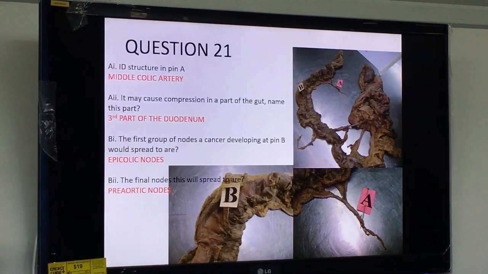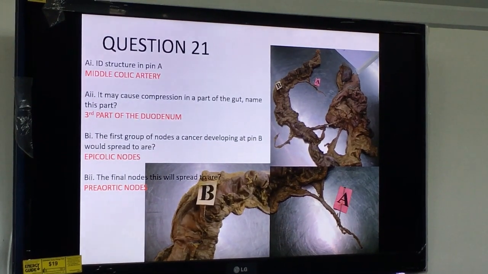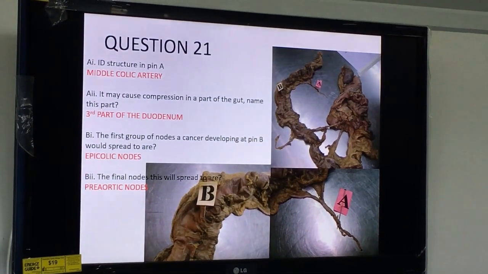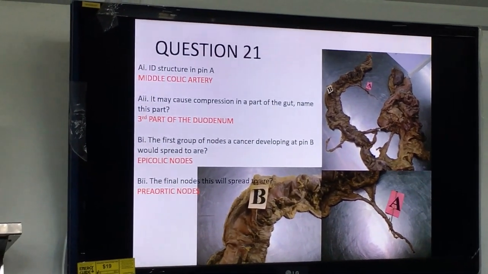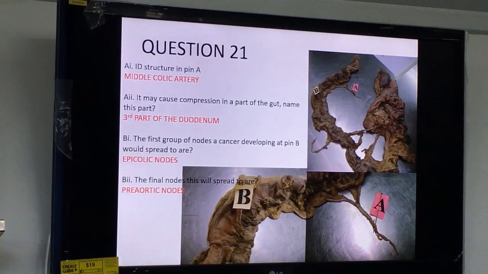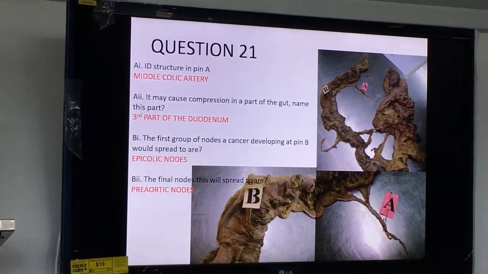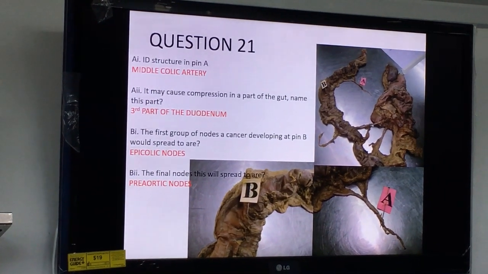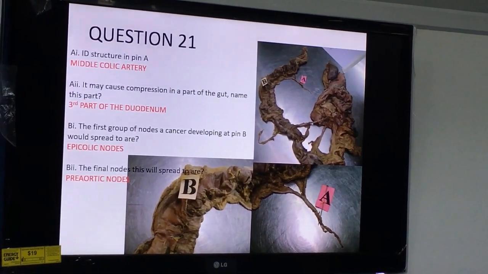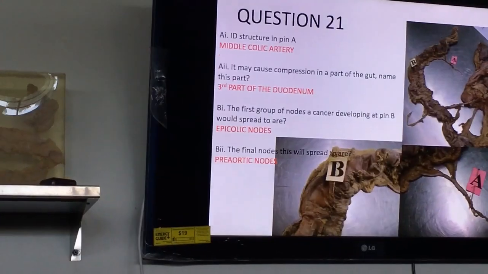Now B1. The first group of nodes a cancer developing at pin B could spread to. So right there. Epiploic nodes, guys. Epicolic, sorry. And then of course, as you know, eventually all the nodes will end up going to the pre-aortic nodes, right?